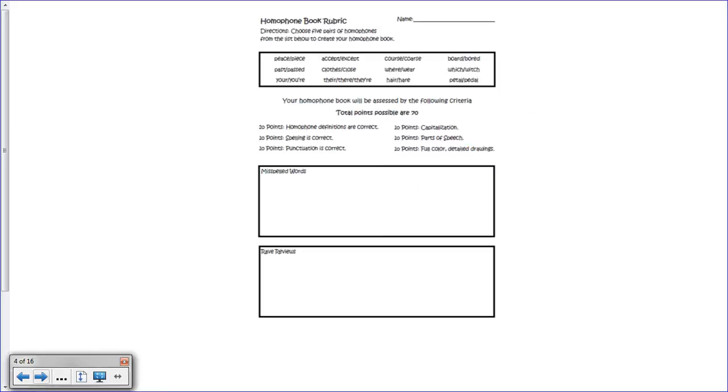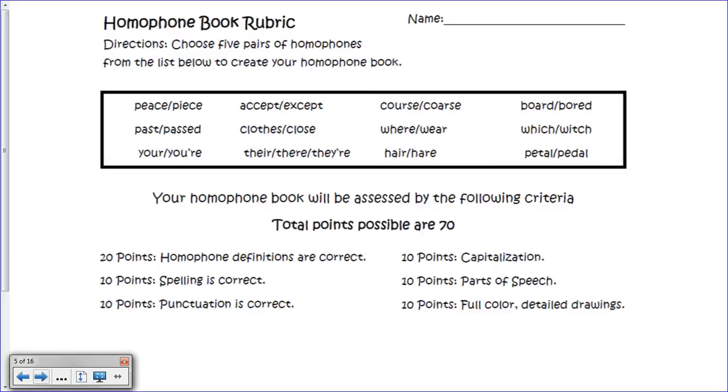So in class, students are going to get a rubric that looks like this and a blank book. And this is the top of the rubric. And the directions are choose 5 pairs of homophones from the list below to create your own homophone book. So there's a list there they can choose from. They have to pick 5. That's important. And your homophone book will be assessed by the following criteria.